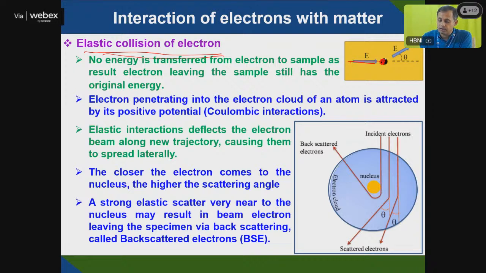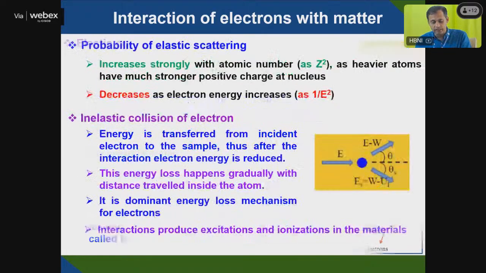You will see the electron coming, it enters the material and then it ejects out. So here E and E, the incoming electron energy and the outgoing energy, are the same. But you can see the electron is coming here and making an angle as it goes, so these are scattered electrons. But if the electron comes very close to the nucleus, it can be attracted towards it and go back like this, and that is the backscattered electron. So a strong elastic scatterer very near the nucleus may result in a beam of electrons leaving the specimen by backscattering. That is called backscattered electrons.